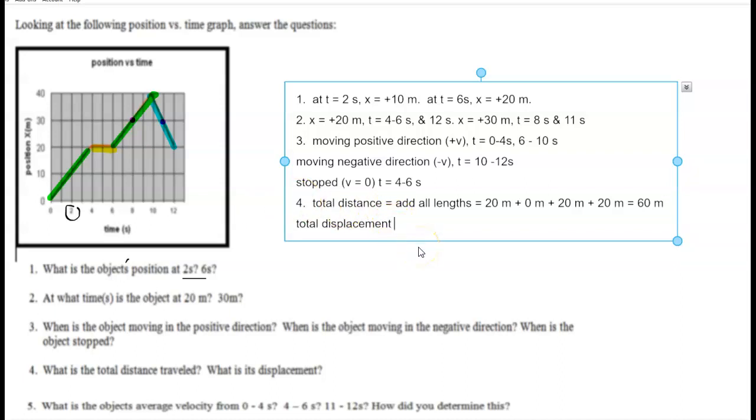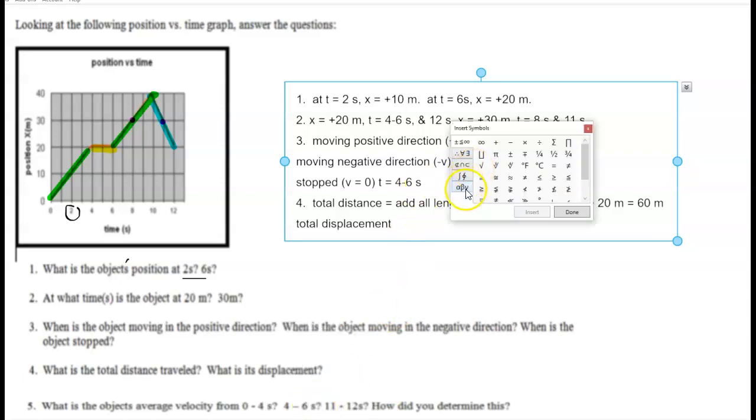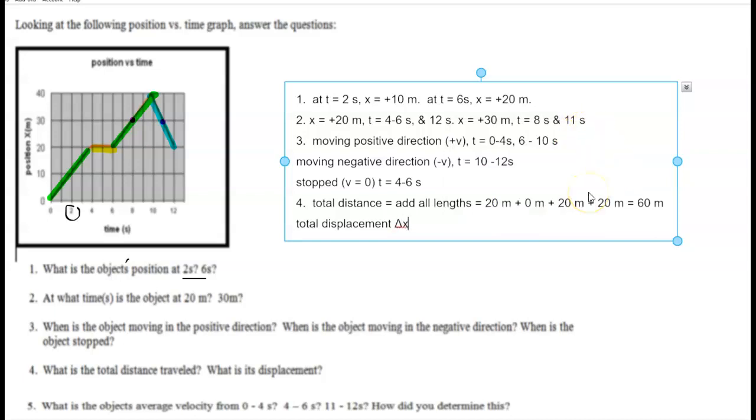For total displacement, again, is delta or triangle x. So let me see if I can get this real quick so I can have the right notation for you guys. There it is. Okay, so we're working horizontally, so that's why we have x there, but triangle means change in, so it's going to be the final location minus the initial location. That is how you always find displacement. So your final spot minus your initial spot.